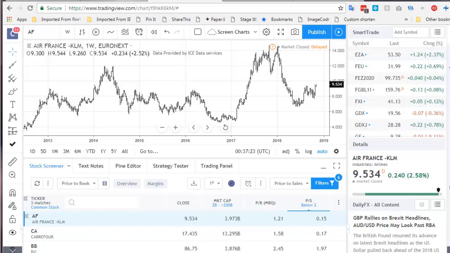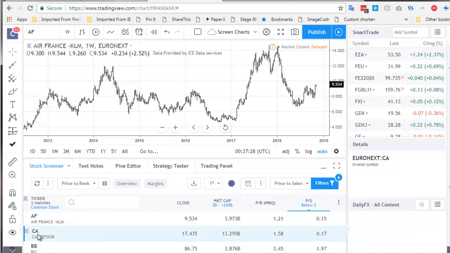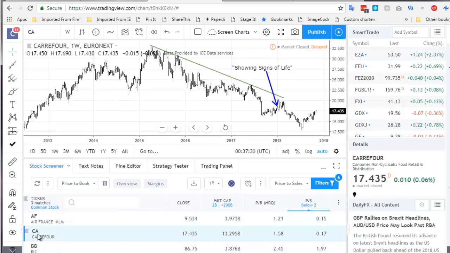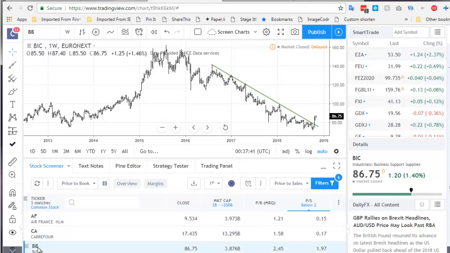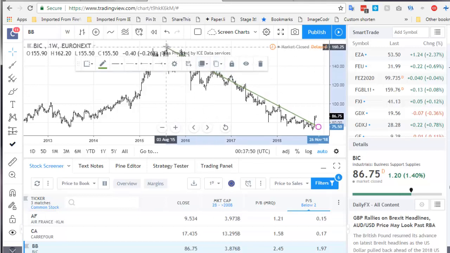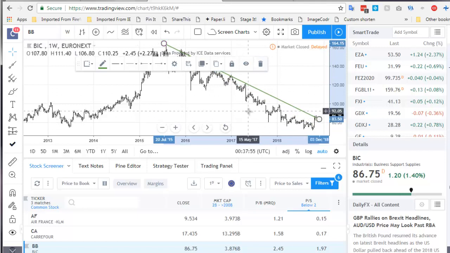Then I will look for fundamental criteria. Let's just pick one more. Carrefour I ignored because I already have Carrefour. I bought it over then. It was showing signs of life, and the reality is it hasn't, but it's certainly shown that bounce. So it would be a candidate, but I didn't look at it again because I already have shares in Carrefour. Now this is a classic example of what sort of stock I'm looking for. I can actually draw this trend line right from the top, joining enough of the tops. This is a weekly bar.